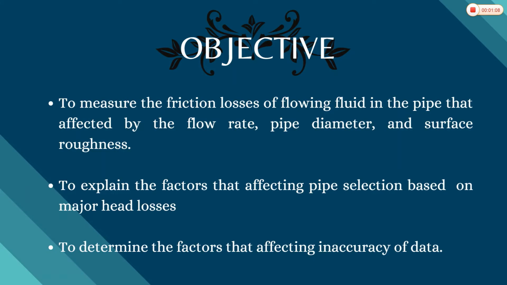Next, objective. First is to measure the friction losses of flowing fluid in the pipe that are affected by the flow rate, pipe diameter and surface roughness. Second, to explain the factors affecting pipe selection based on major head losses. And the last one is to determine the factors affecting inaccuracy of data.